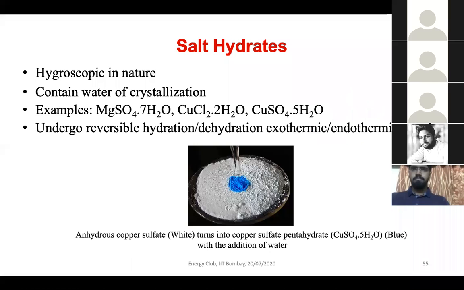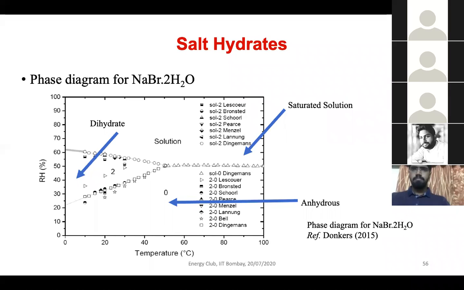These hydrated salts are very hygroscopic in nature, and because of this, it will create a little bit of a problem, which I will describe now. This is one phase diagram of NaBr·2H2O, showing at what temperature what will be the state of the NaBr with 2H2O. If we maintain the relative humidity in this range and the temperature is 10 degrees centigrade, then you will get dihydrate. If more water is added, then you get a saturated solution. If you heat it up, it will go to the anhydrous phase. This is plotted in this phase diagram.